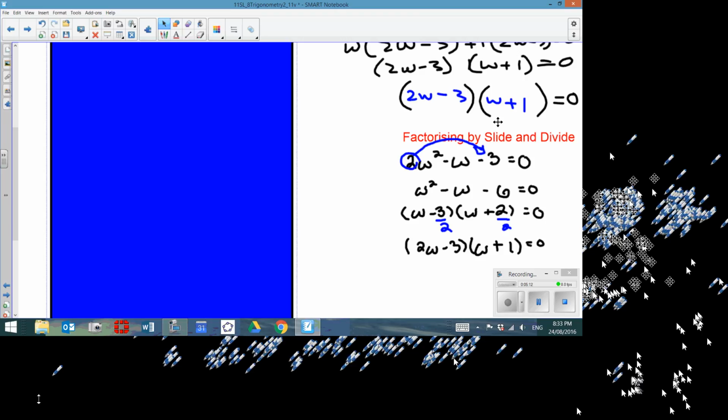Either way, you're going to wind up with 2w minus 3 and w plus 1. So remembering, practice your factorizing because it'll come in handy for all of your quadratic questions. And then again, comes back throughout IB in several different places.